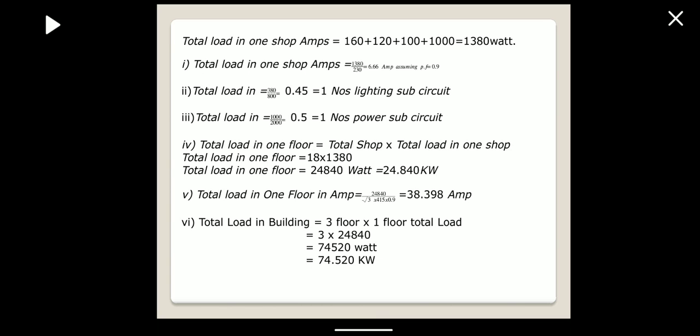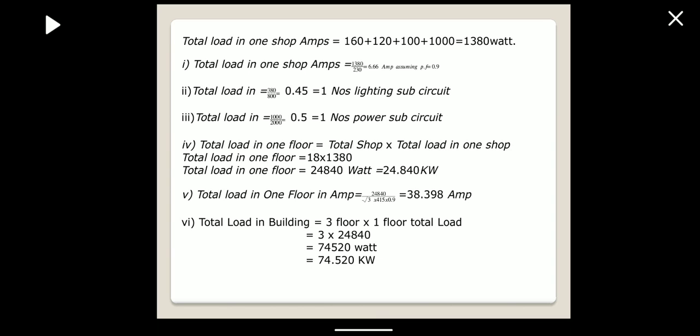Then the total load on one floor. On one floor there are 18 shops, so total shops into total load in one shop: 18 into 1380, that means 24840 watts, that means 24 kilowatts for one floor. So the total load on one floor in ampere is 24840 divided by root 3 into 415 into 0.9, the power factor. So it is 38.39 ampere.